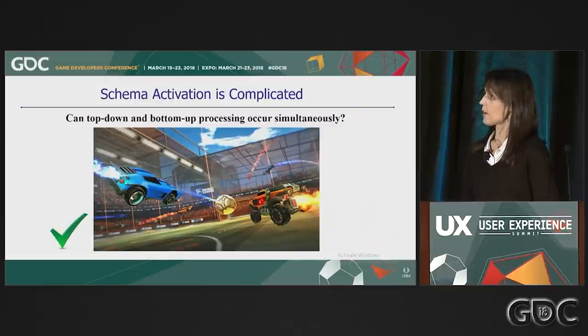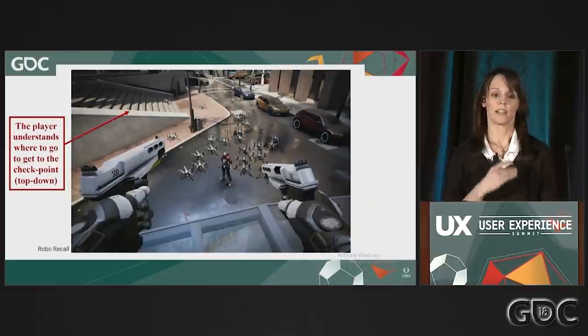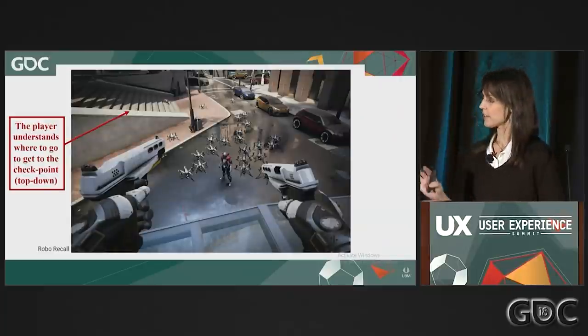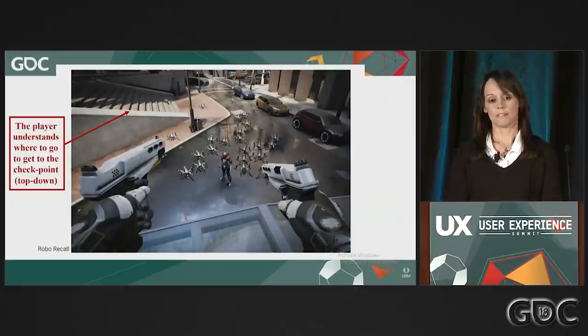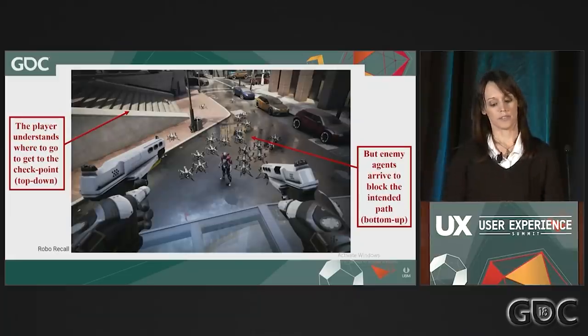So games are not only able to do this, they are notorious for doing this. In the case of what we have here, Robo Recall, there are plenty of game examples where devs absolutely throw a wrench in the plans of the best laid strategies that players have. The player understands where to go, the checkpoint is here, the game has informed them, it could be a narration, it could be an NPC. And they already know where they have to go. Unfortunately, enemy agents arrive on the scene, they're probably blocking the path, and the player is forced to accommodate and use that environmental input in a way moving forward. And this is schema accommodation. I have a plan, but the game world did something else.